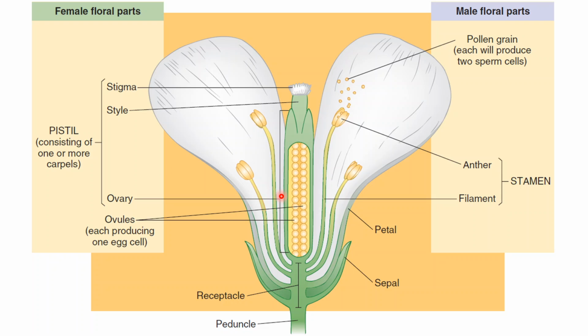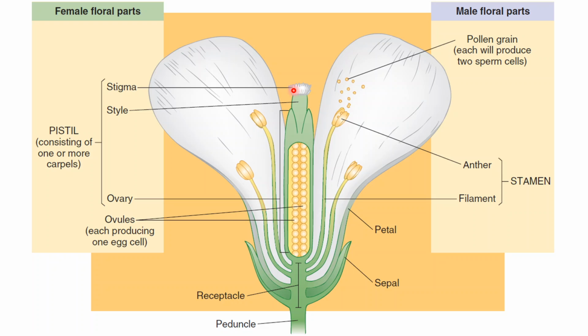Pollination is the first step in the development of the seed and fruit, and it should occur before fertilization. So pollination is the travel of the pollen grains from the anther to the stigma.